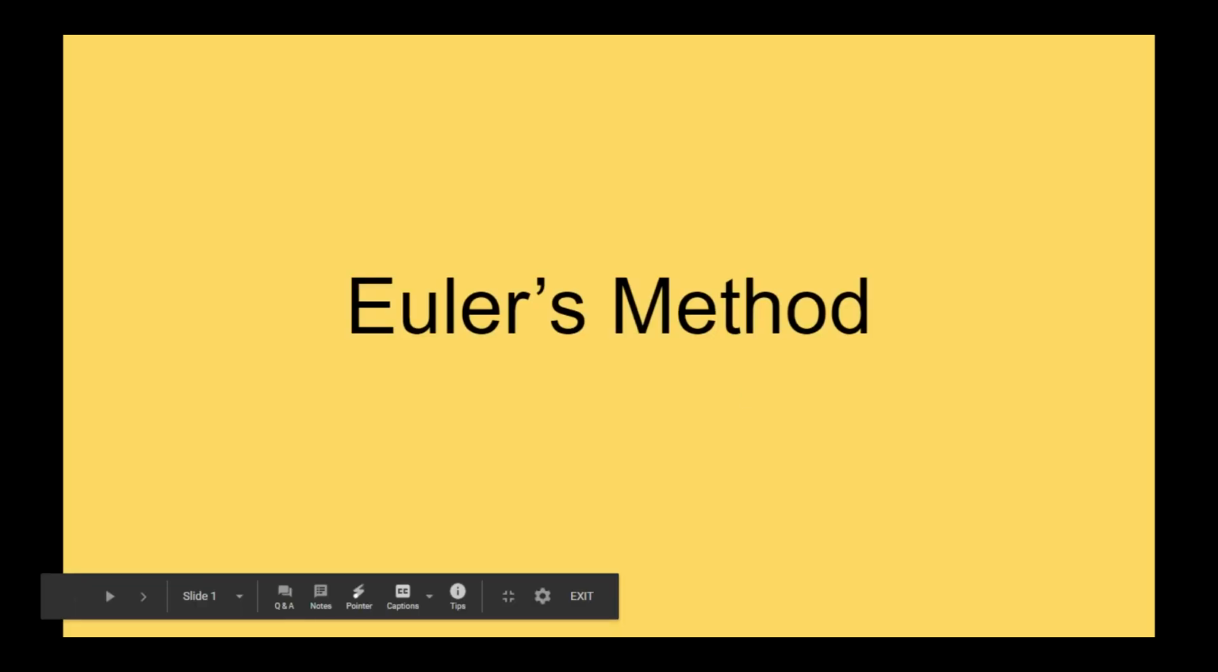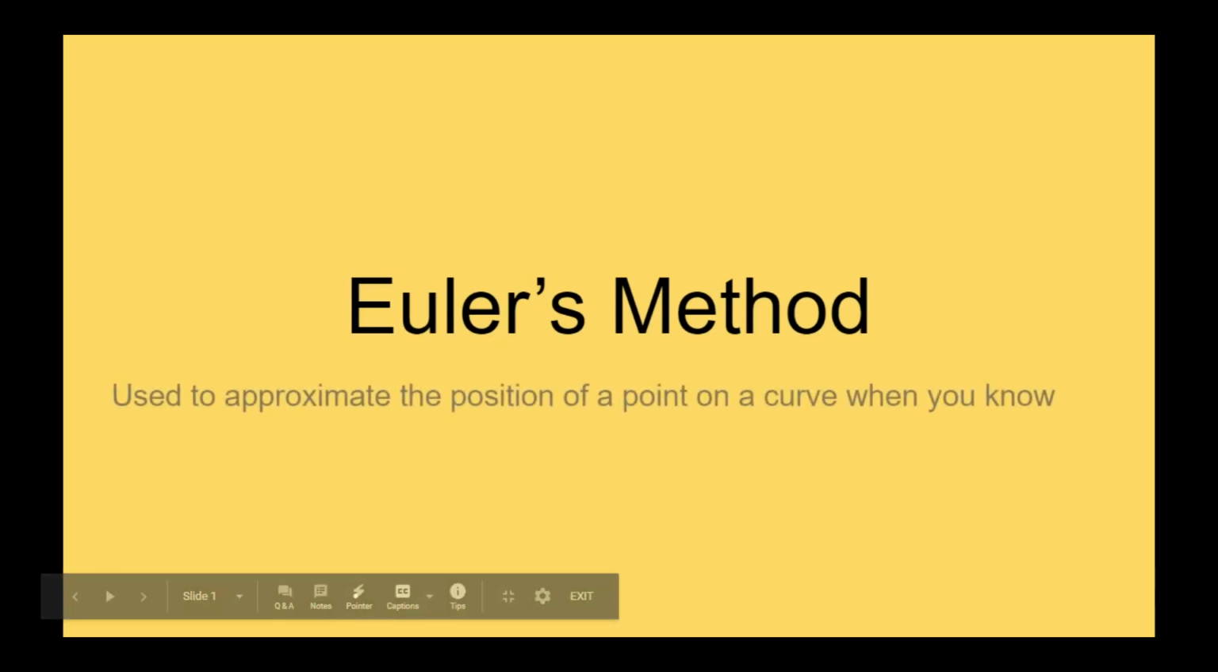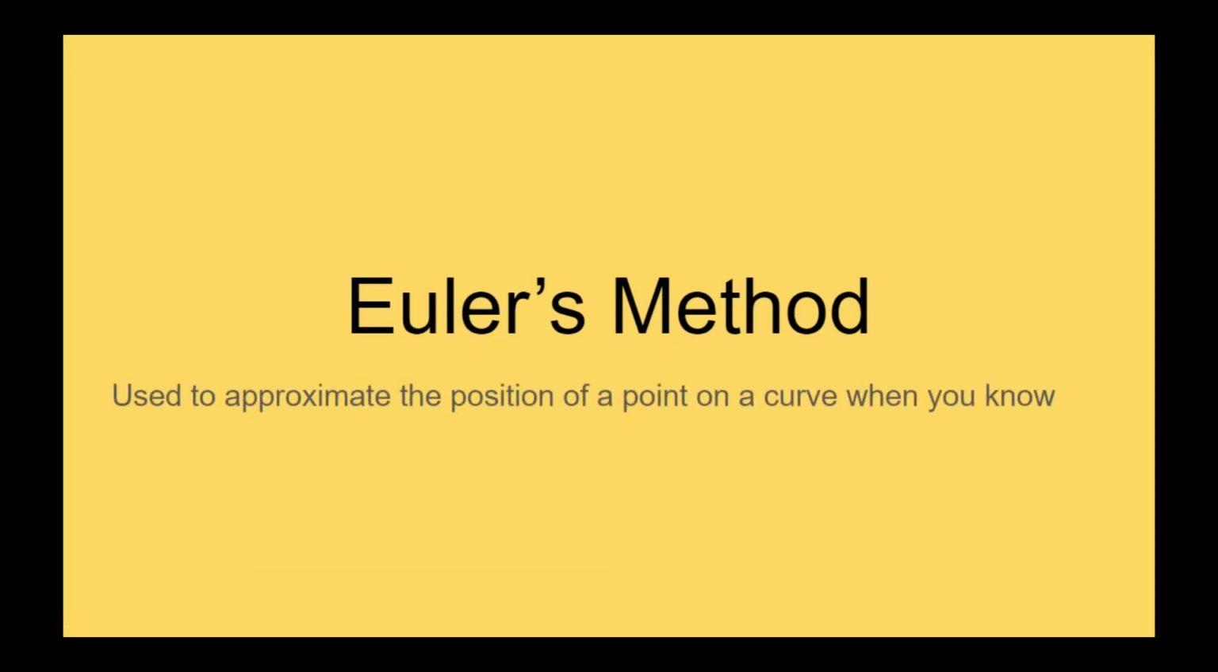I'm going to show you how to use Euler's method. We use Euler's method to approximate the position of a point on a curve. Usually we can do this if you know the x ordinate. You can work out the y because you know the function. But if you don't know the function, we can use Euler's method to approximate it.